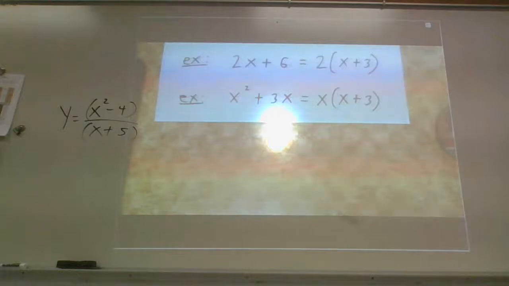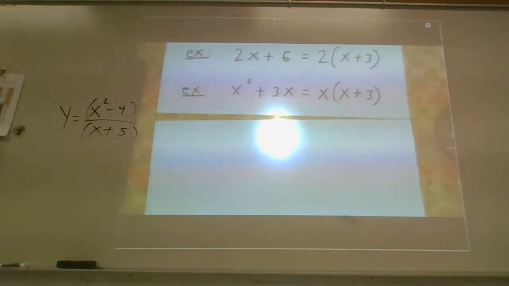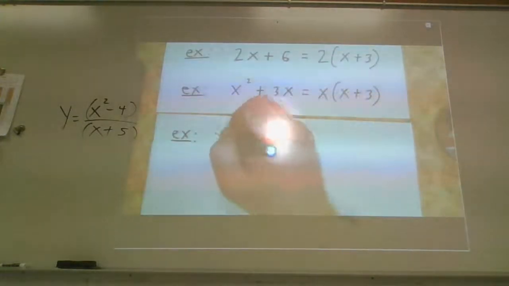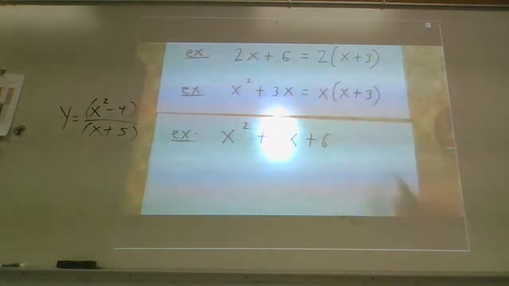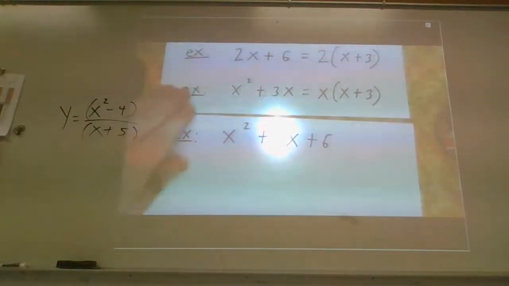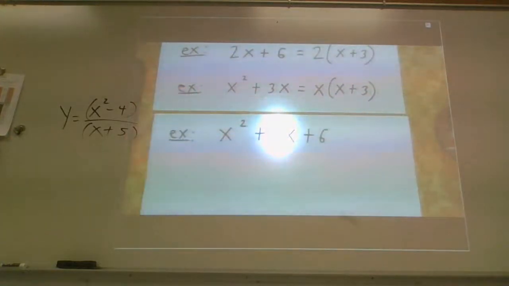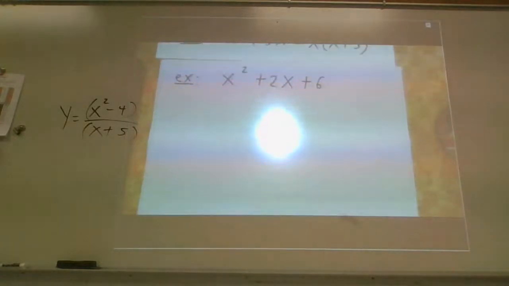Let me ask you one more before I take it up a notch. What if I had the following? What would be the greatest common factor in this new example? Let me move it up a bit again for people to see in the chat too, because of the glare.